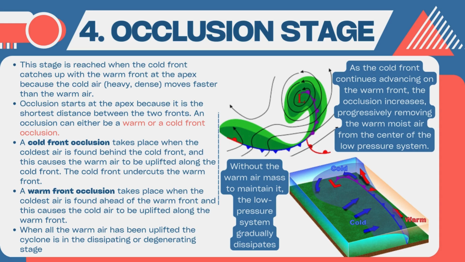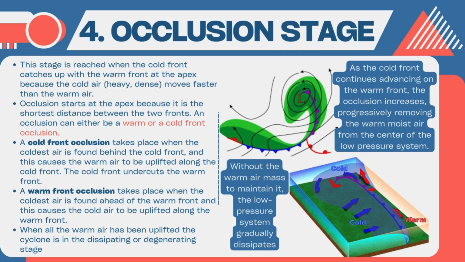So an occlusion can be either a warm or a cold front occlusion. As the cold front continues advancing on the warm front, the occlusion increases progressively, removing the warm moist air from the center of the low pressure system. Right. Then we have the cold front occlusion. You must know the difference between the warm and cold front occlusion.